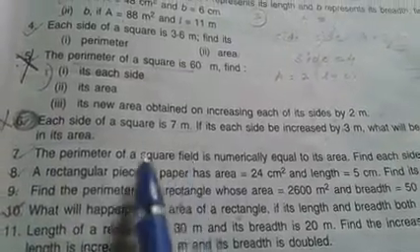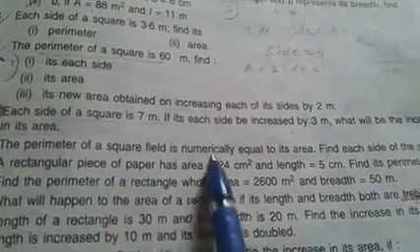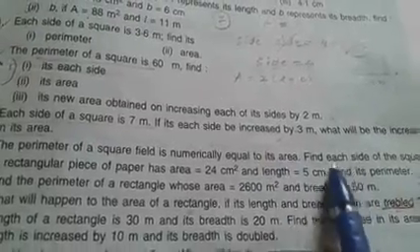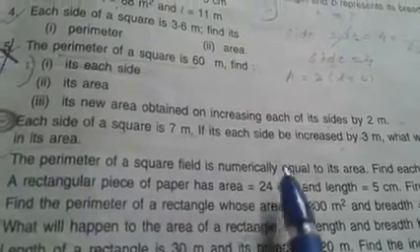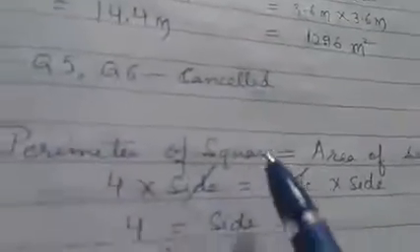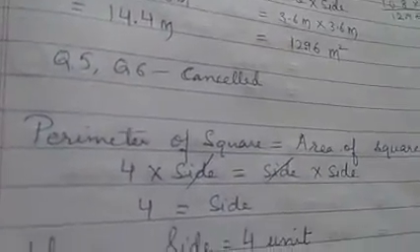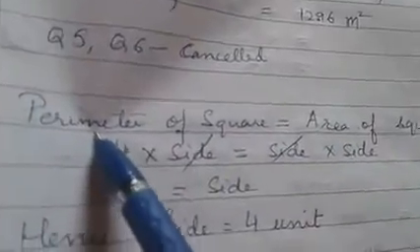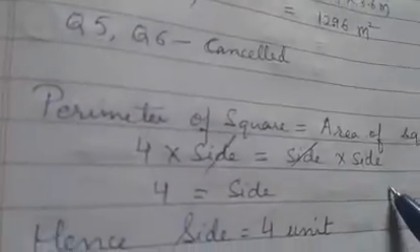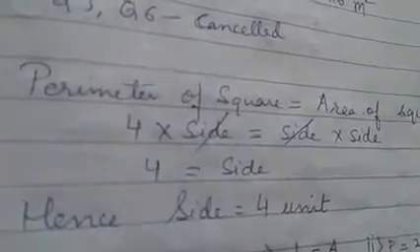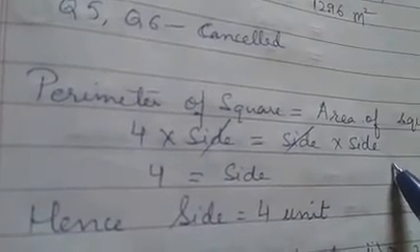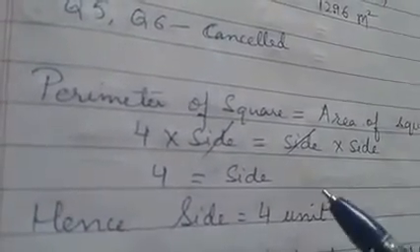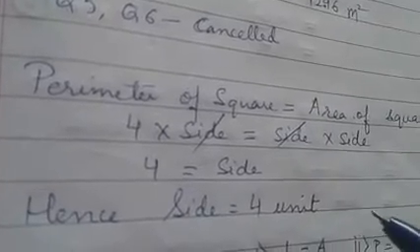Question number 7: the perimeter of a square field is numerically equal to its area. Find each side of the square. Read the question very carefully. There is a square and its perimeter is numerically equal to its area. Suppose the perimeter is 20, the area will also be 20. This is called numerical comparison. If the perimeter is 30 centimeter, the area will also be 30 centimeter square. Numerically, 30 is the number, so they are equal.